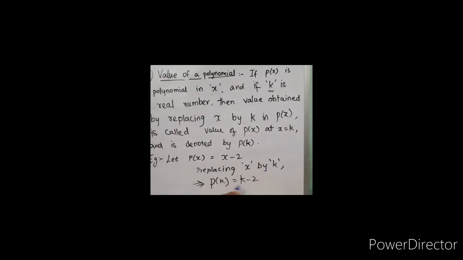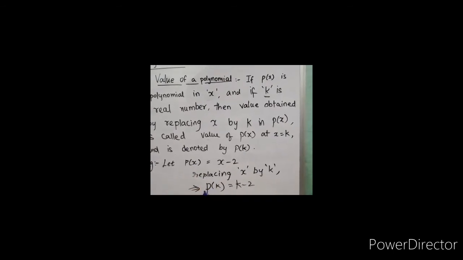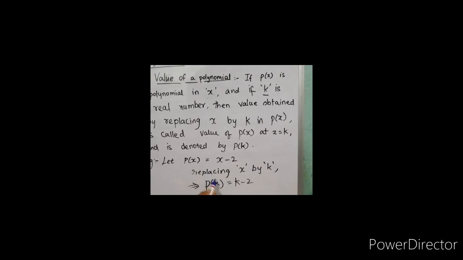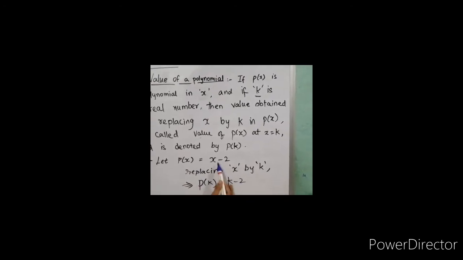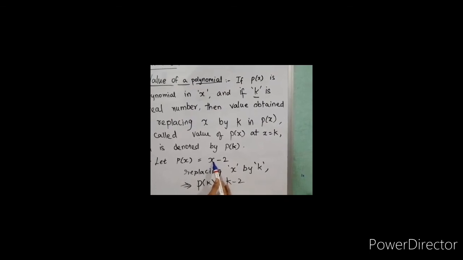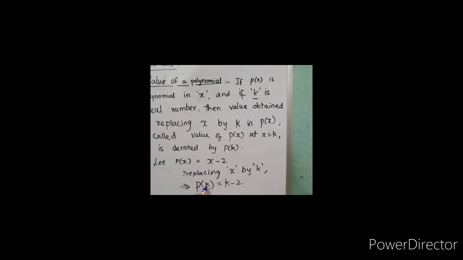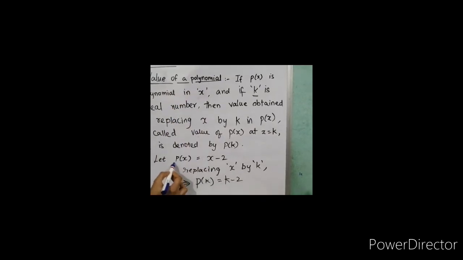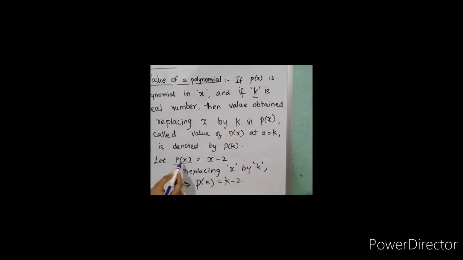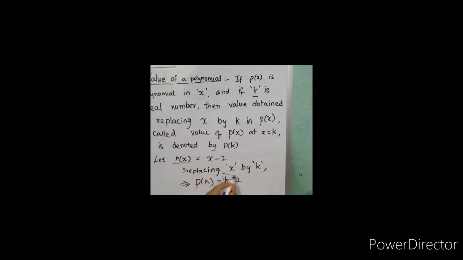By k, that implies the equation which we have taken will now become p of k, instead of x I have written k here, is equal to k minus 2. On the RHS part also, I have substituted k in the place of x. Therefore, p of k is called the value of the polynomial. This is the polynomial we have taken, and for this polynomial, the value of the polynomial at x equal to k is the answer k minus 2.